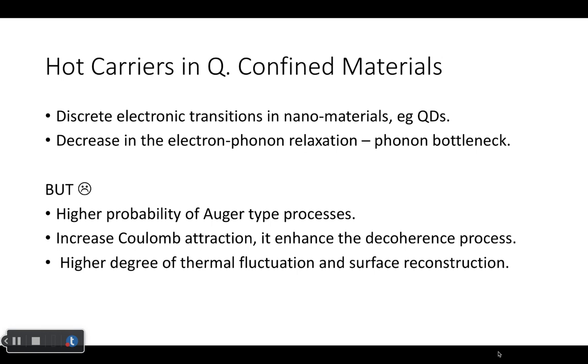Another thing is a higher degree of thermal fluctuations, because it's not an ideal structure. There is a huge surface compared to the core, so there will be a higher degree of surface reconstruction and different types of phonon modes, which increases the probability of energy transfer. So those are the kind of positives.